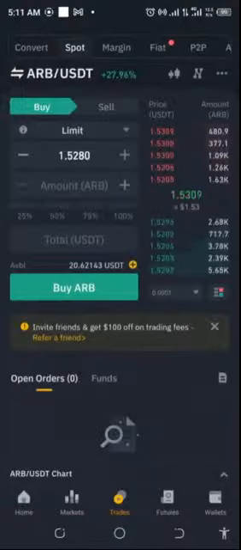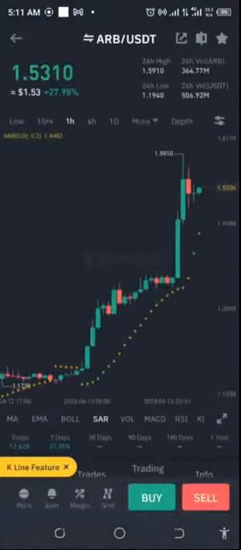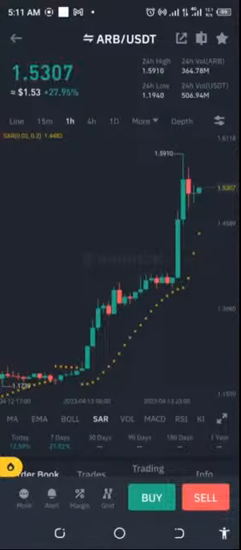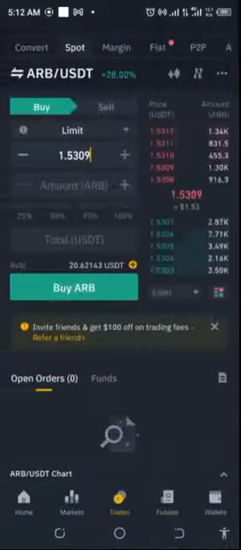Let's look at the 24-hour high. The 24-hour high is $1.59. The 24-hour low has shifted upwards also, to $1.19. Just pick a very good middle space, not the extremes, right? And then make sure that you work with your target. I hope we've learned something here.